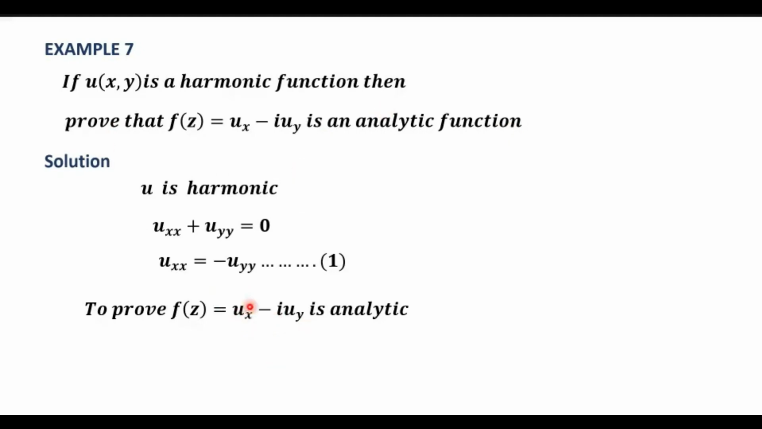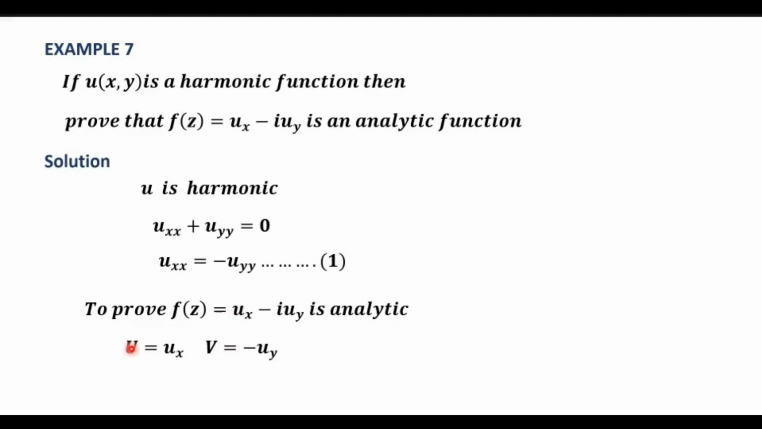For simplicity, I will take this function as capital U, and this as capital V. So what will I do, let capital U be ux and capital V be minus uy. Okay, meaning we have to prove that f of z is equal to capital U plus i into capital V is analytic. So if we have to prove that capital U and V are analytic, normally what we do, we check the CR equations. So we have to check the CR equations for capital U and capital V.